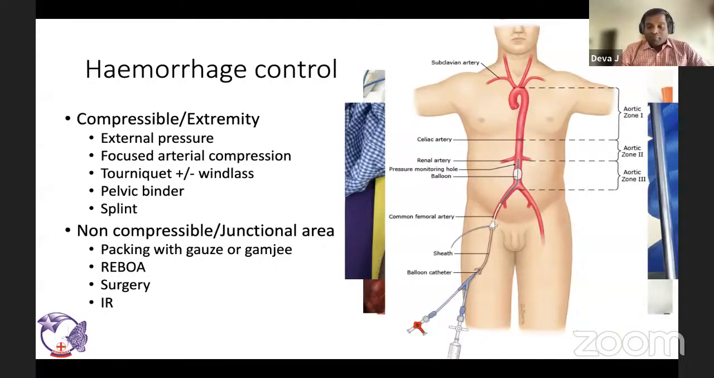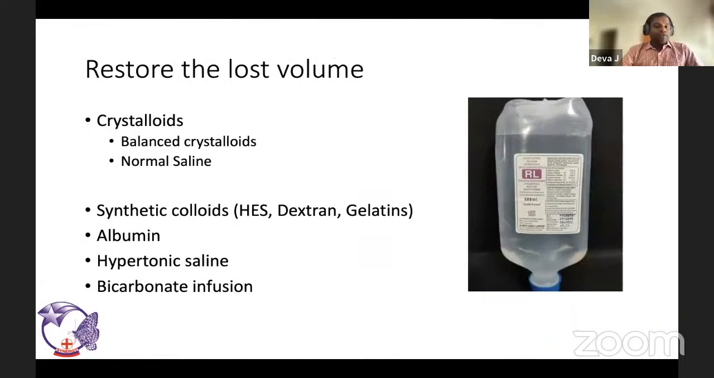So that's REBOA. And finally, if you see an exsanguinating hemorrhage, you just have to call the surgeon or the interventional radiologist to stop the bleeding for you. So the idea is stop the bleeding while you simultaneously restore the lost volume.